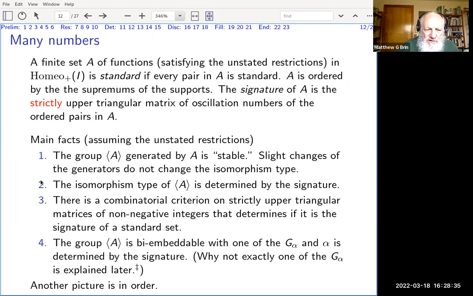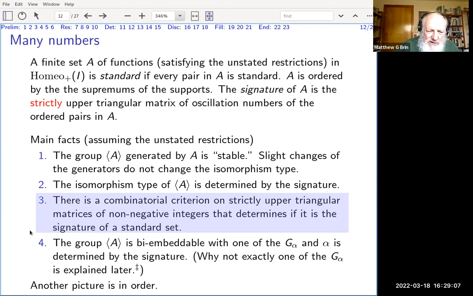The isomorphism type is completely determined by the collection of numbers. We call the triangle of numbers the signature. That turns out to be a very big deal. And we'll explain that shortly. If somebody hands me an upper triangular matrix of non-negative integers and claims that it's the signature of some group, I can tell if they're lying by a very simple test that will be explained later.